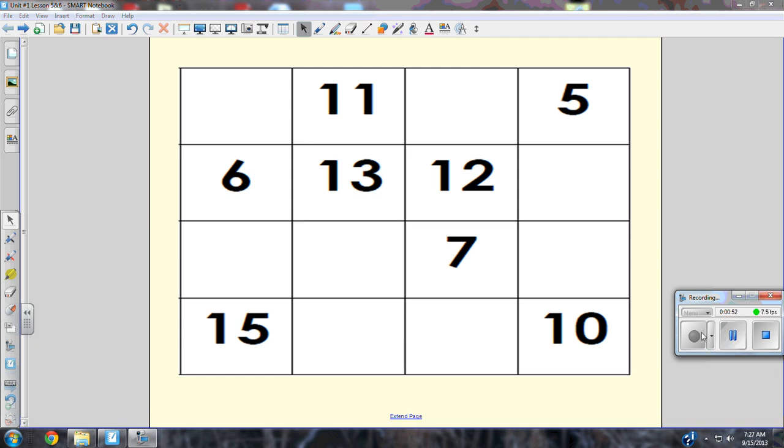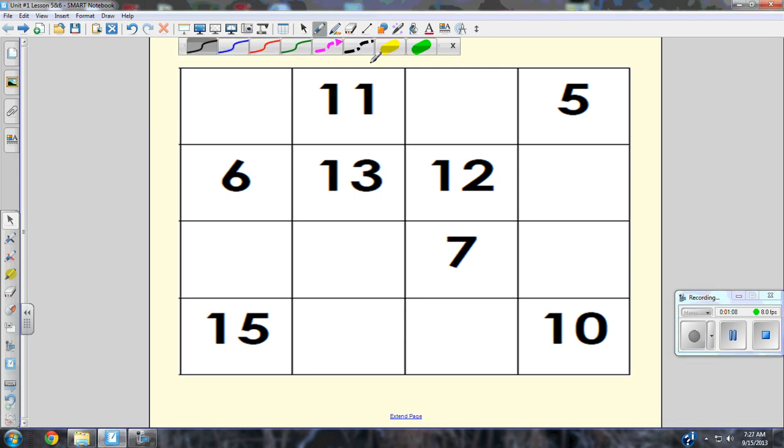So what I'm going to do here is I'm actually going to tell you the magic number for the magic square, because just by increasing one column and one row, it becomes extremely difficult. So your magic square number is 34. So every row, every column, and every diagonal has to equal 34. So go ahead and write that down and then start plugging in the numbers.